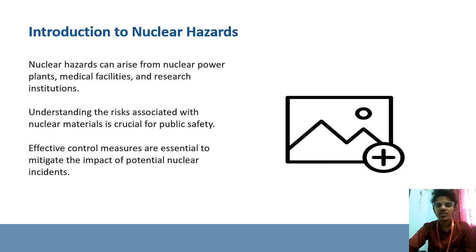Introduction to nuclear hazards. Nuclear hazards can arise from nuclear power plants, medical facilities, and research institutions. Understanding the risks associated with nuclear materials is crucial for public safety. Effective control measures are essential to mitigate the impact of potential nuclear incidents.